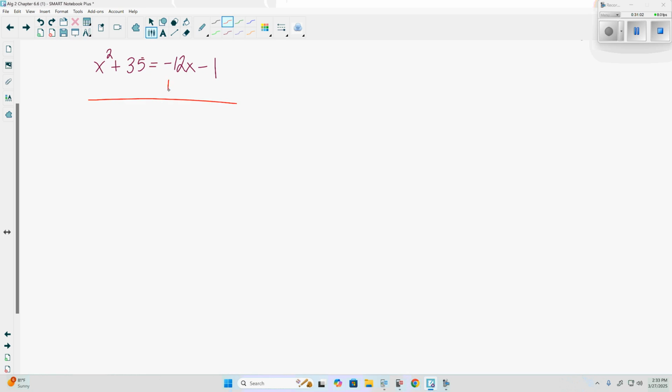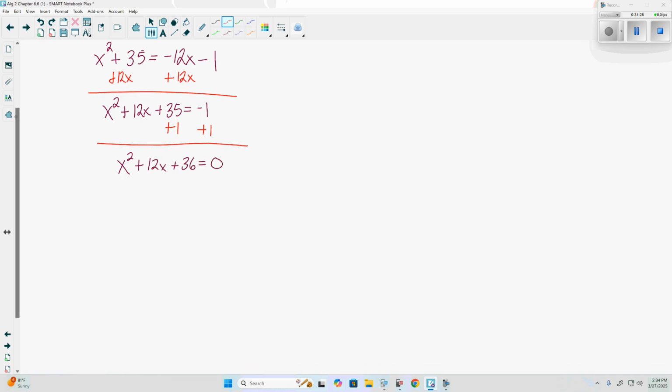So the first thing we could do is add 12x to both sides. If we add 12x to both sides, we get x squared plus 12x plus 35 is equal to negative 1. At this point, we can add 1 to both sides, telling us x squared plus 12x plus 36 is equal to 0. Now at this point here, we could factor, graph, or do the quadratic formula. I would stick with either factoring or graphing. So we can factor this.